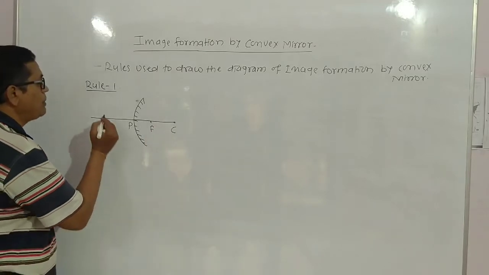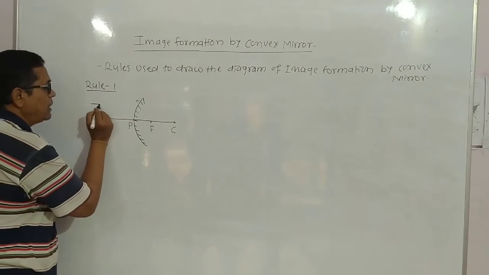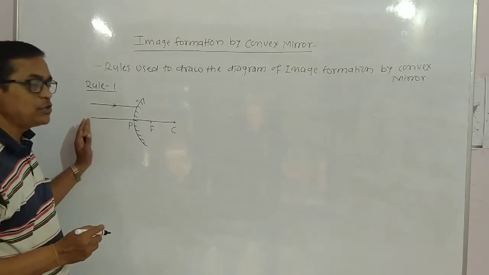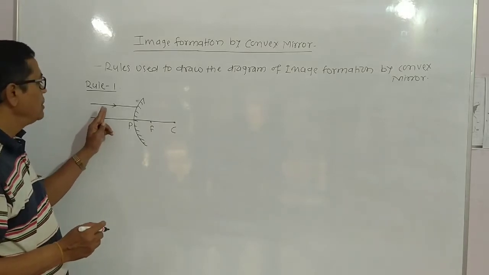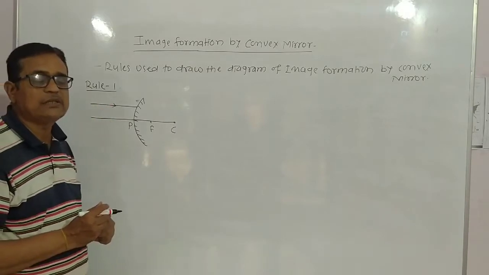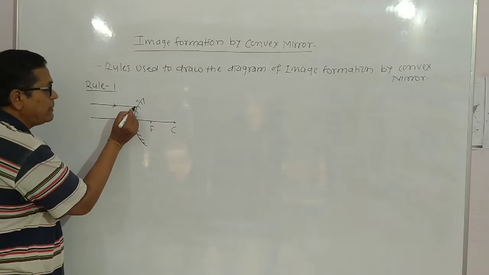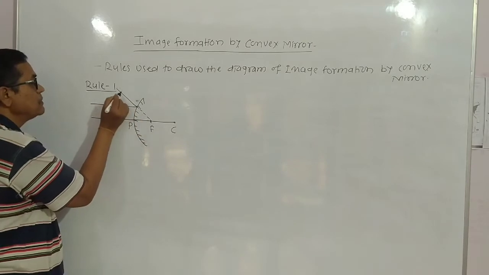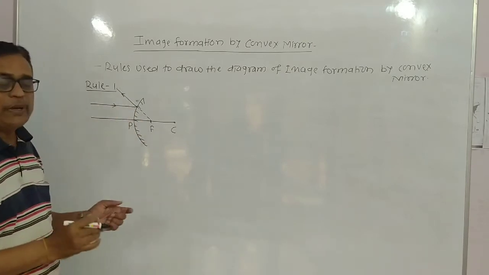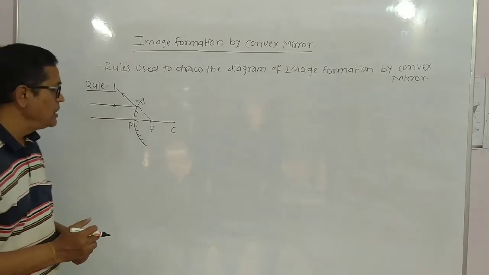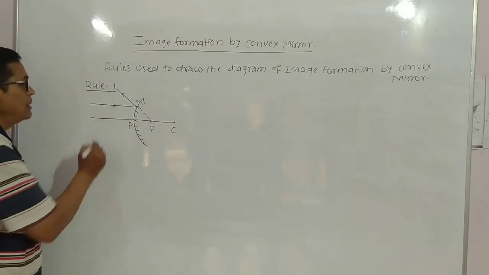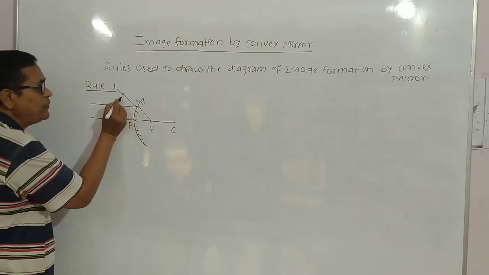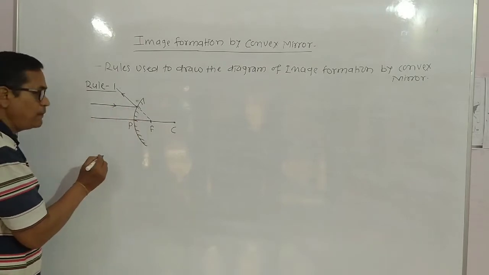Look here, according to rule number one, the light ray is parallel to the principal axis, because the object is always placed on the left side, in front of the mirror. Light ray parallel to principal axis, reflected ray appears to be directed from the focus. Hence, that is rule number one: incident ray parallel to principal axis, reflected ray directed towards the focus.